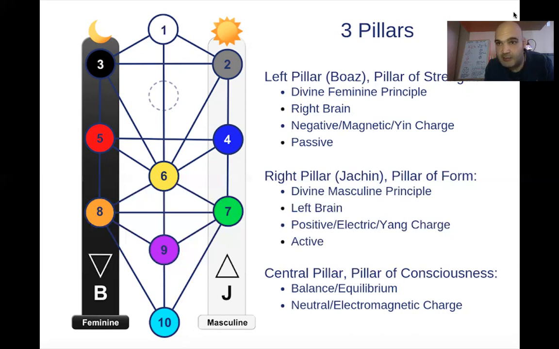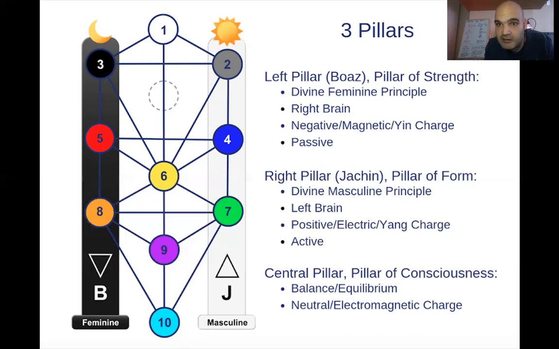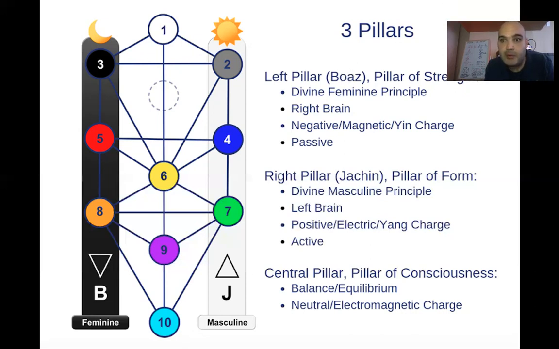And here it says, let me just move this up again. Yeah, it says the left pillar, Boaz, is the pillar of strength, divine feminine principle, right vein, negative magnetic yin charge, and passive. The right pillar, Jachin, is the pillar of form, divine masculine principle, left brain, positive electric yang charge, active. And the central pillar is the pillar of consciousness, balance, equilibrium, neutral electromagnetic charge.